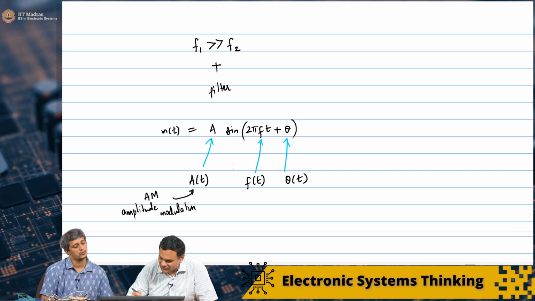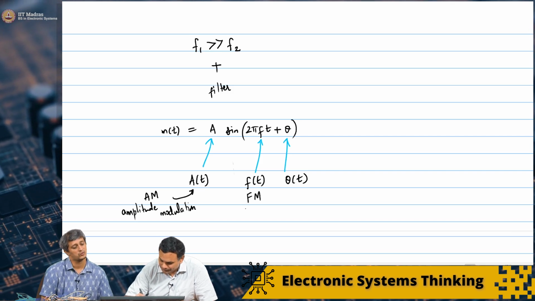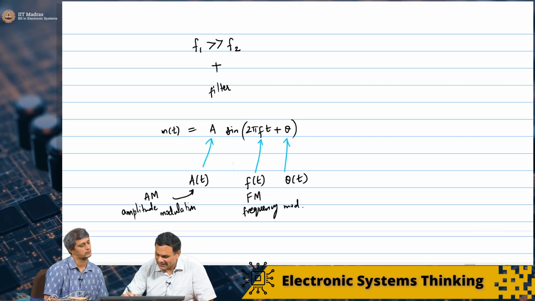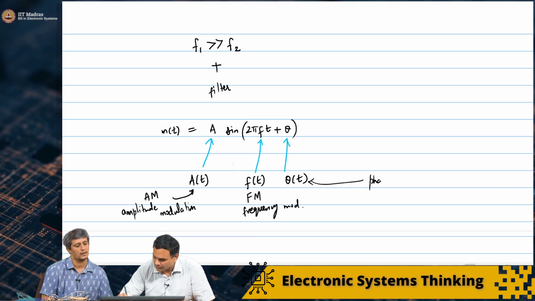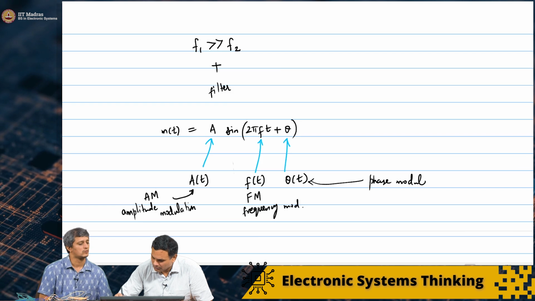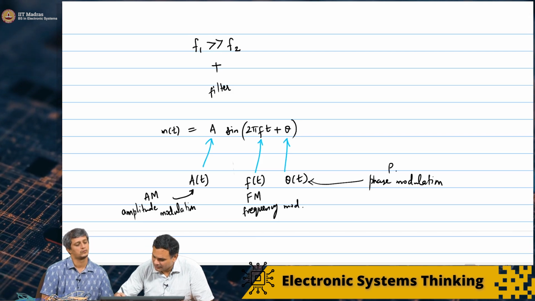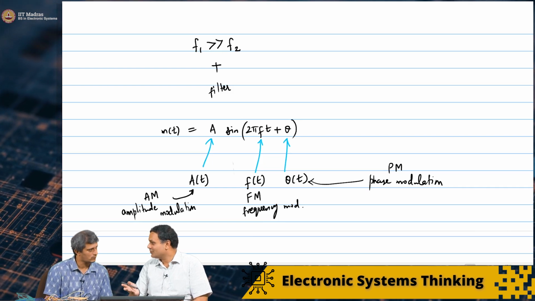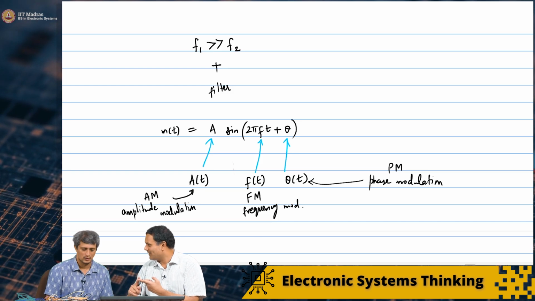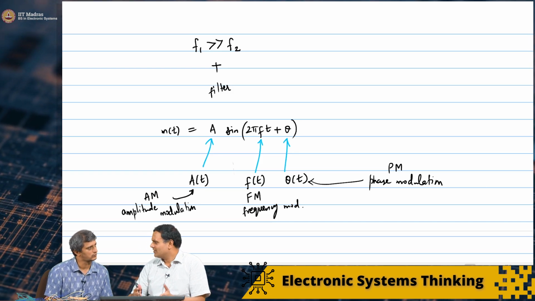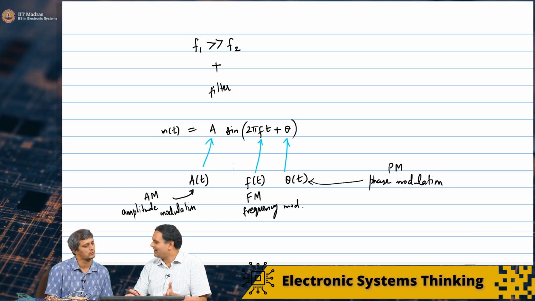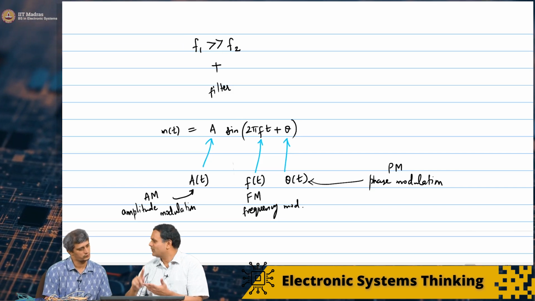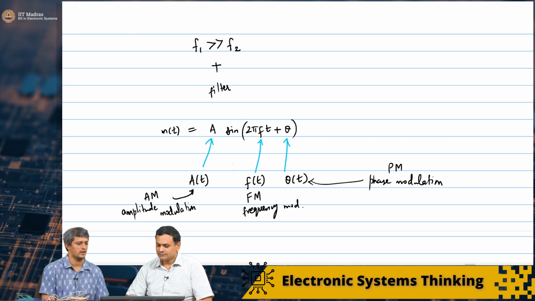This is frequency modulation, I'll call it FM. And this is phase modulation, and this is PM. In fact, if you see modern cellular communication or even wireless Wi-Fi, Bluetooth, etc., they actually use a basic concept that is related to this. They send information via a combination of amplitude, frequency, and phase.